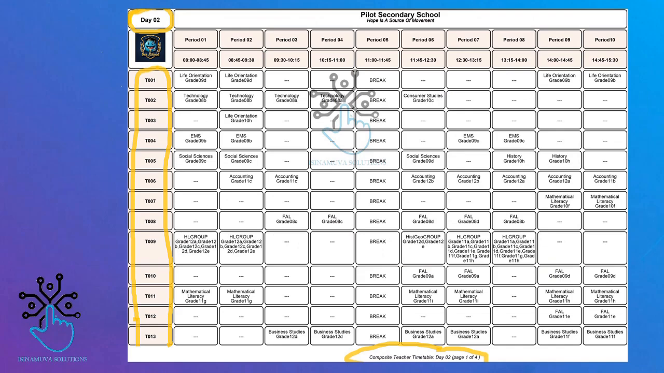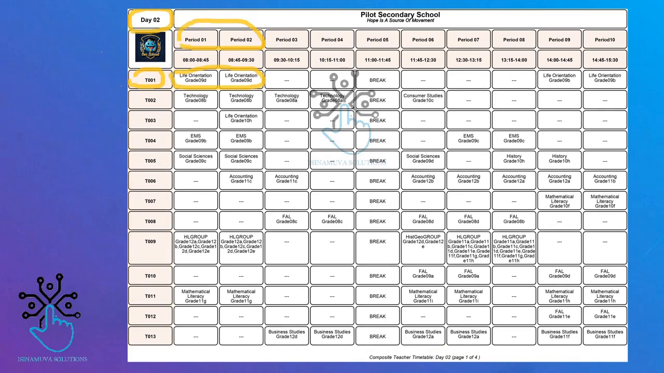Timetables app produces composite teacher timetables for each day of the week, showing teachers that provide tuition to all student classes. This slide, for instance, shows some of the teachers that teach lessons in various classes on day 2 of the school week. The rest of the teachers are on the remaining pages of day 2. As shown in the footer of this slide, we are only looking at page 1 of 4 of this day 2 of the teacher composite timetable.